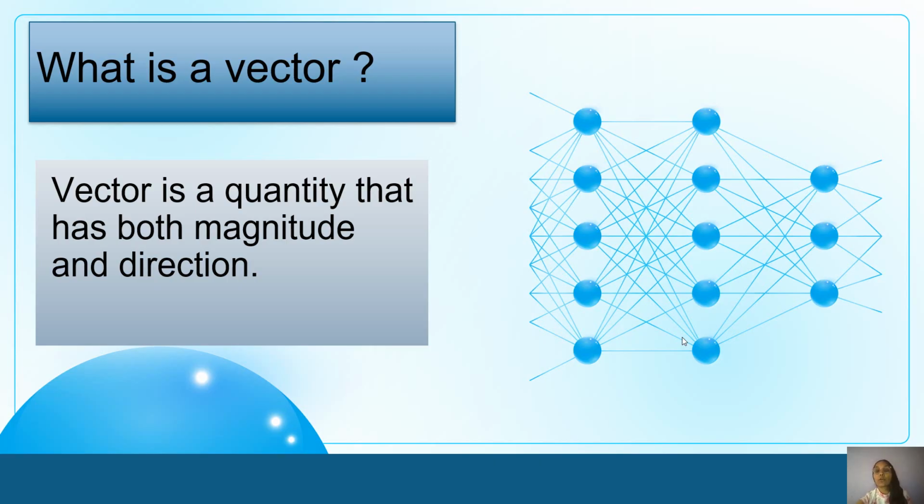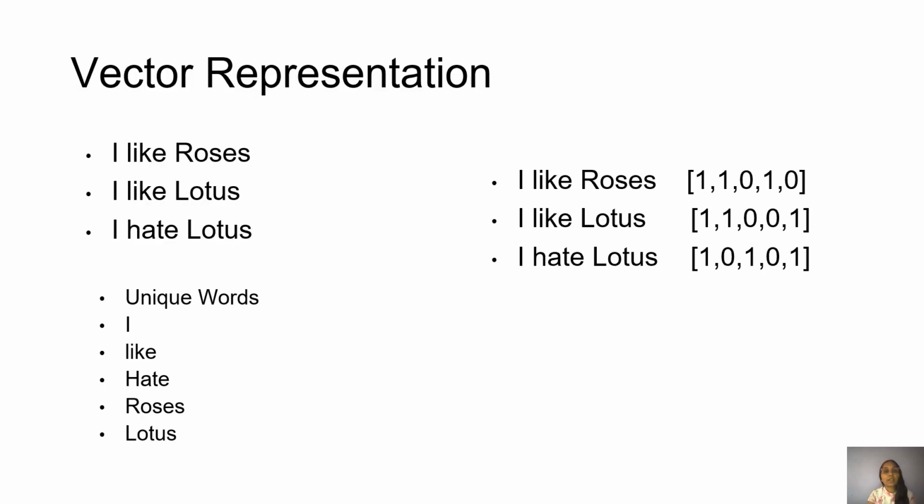In the case of machine learning, vectors play a significant role, and they are used to represent and quantify features of things like your text, images, and even sounds. Let's look at a little more detail as to how vectors are represented. I have here three sentences: I like roses, I like lotus, and I hate lotus.